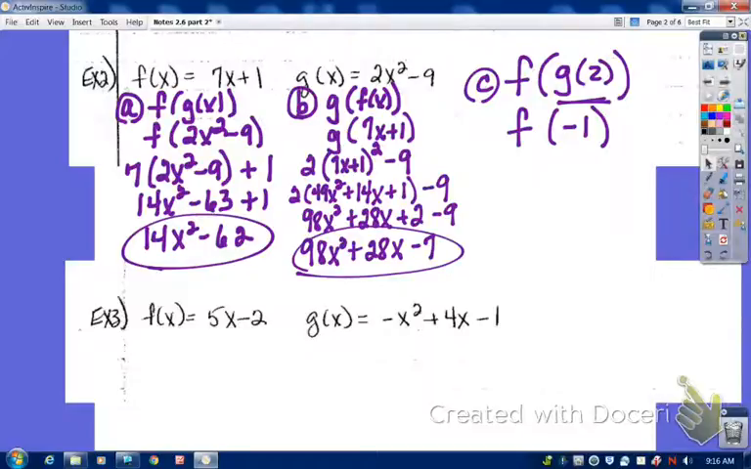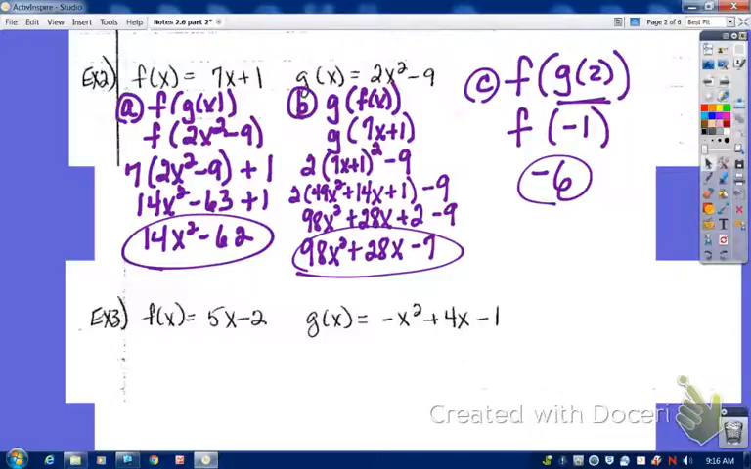So that means you go to your f of x equation. Wherever you see an x, you're going to put in a negative 1. So that's 7 times negative 1 plus 1. 7 times negative 1 is negative 7, and negative 7 plus 1 is negative 6. If you need to write that down, you can, but I think you can plug those numbers in. So the C part's supposed to be easier because you're not plugging in a function, you're just plugging in a number into your g of x, getting that answer, taking that answer and plugging it into your f of x.